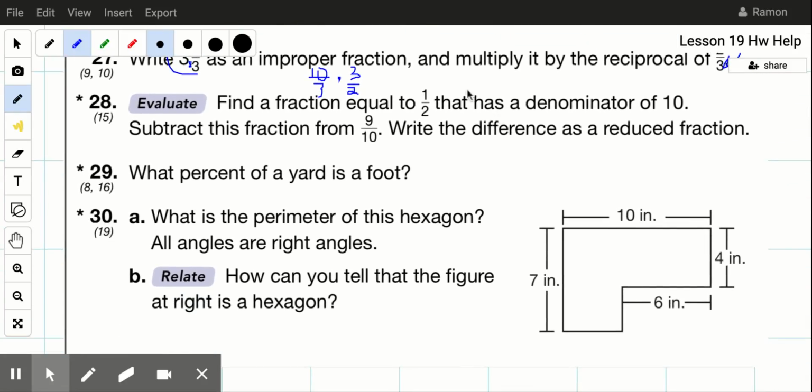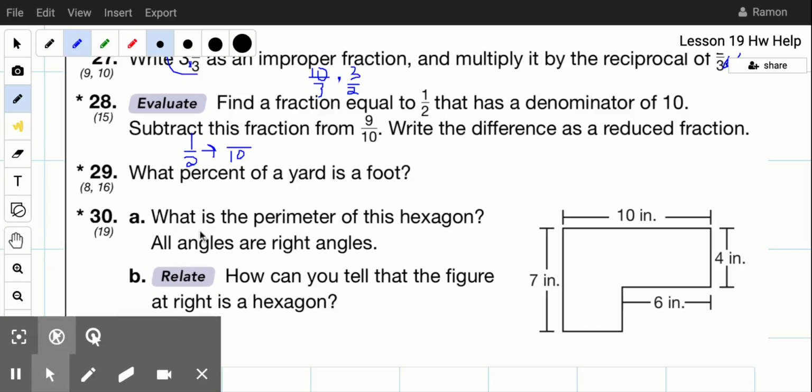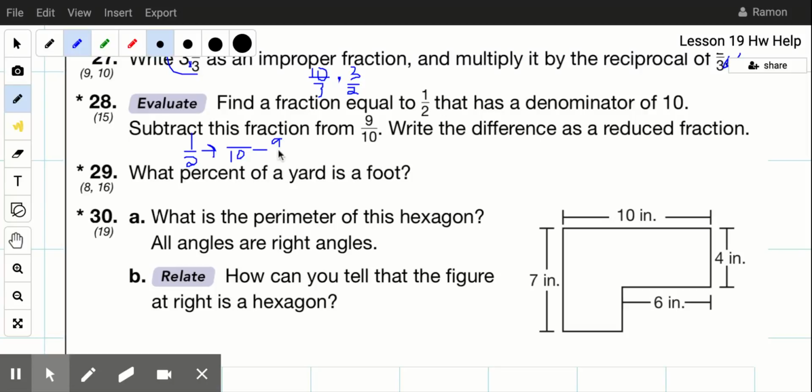Find the fraction equal to 1/2 that has a denominator of 10. So first things first, we have to convert the 1/2 to have a 10 in the denominator. And then we're going to subtract 9/10 from that equivalent fraction, and then we simplify the fraction if we can. Remember that we're only going to operate on the numerators, not on the denominators.